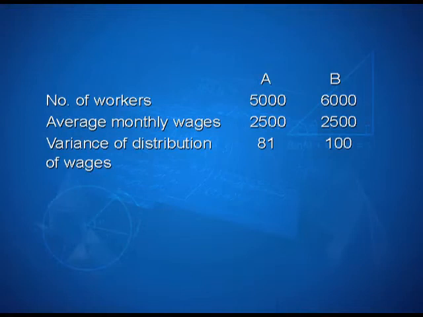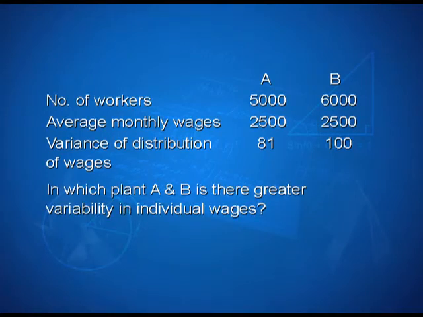Two plants A and B of a factory show the following results about the number of workers and the wages paid to them. Here we have two plants A and B. Number of workers are respectively 5,000 and 6,000, average monthly wages are 2,500 for plant A and 2,500 for plant B. Variance of distribution of wages is 81 for plant A and 100 for plant B. The question is, in which plant A or B is there greater variability in individual wages?